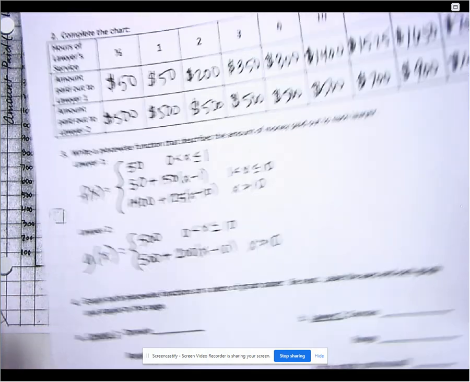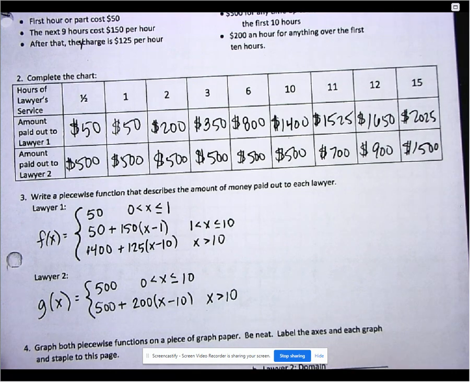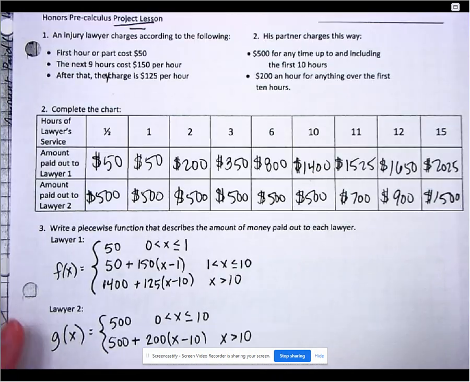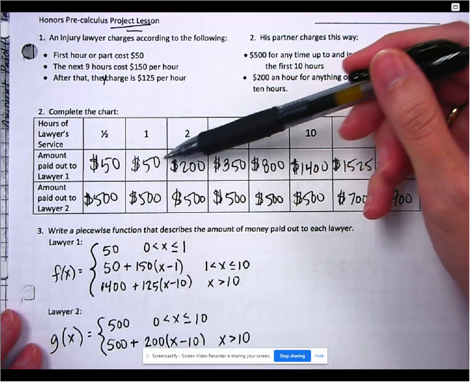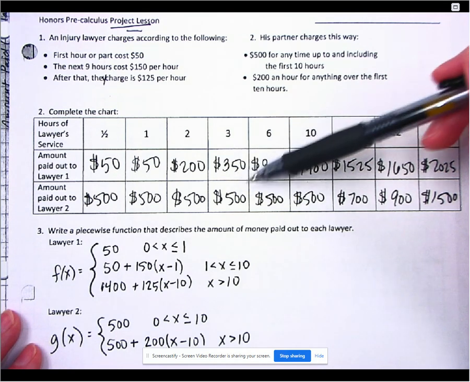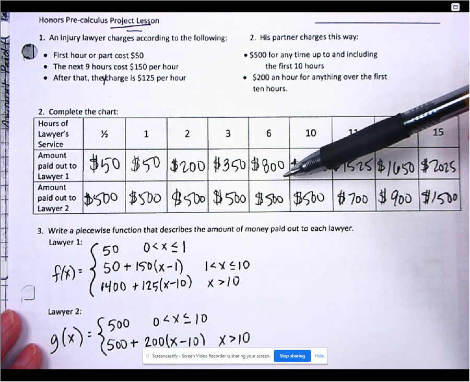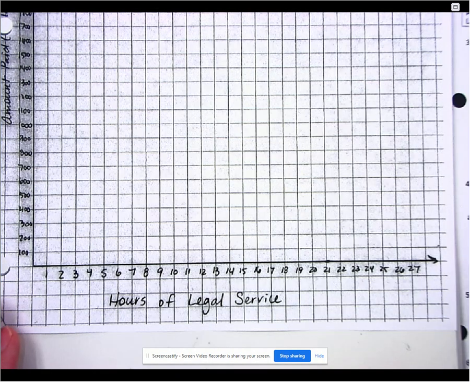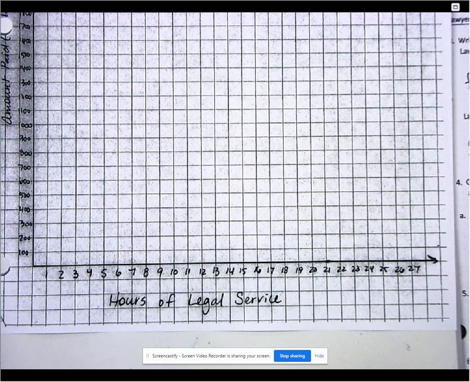So we're going to use the graph to determine the final answer, which is when the lawyer is cheaper to hire. So you can tell by looking at the table that sometimes lawyer 1 is cheaper and sometimes lawyer 2 is cheaper, and then there's a change. But I'm telling you that change happens twice. So when we're doing these graphs, we need to continue the graphs until we see where they cross twice. And if you stop too soon, you're not going to be able to answer the question.